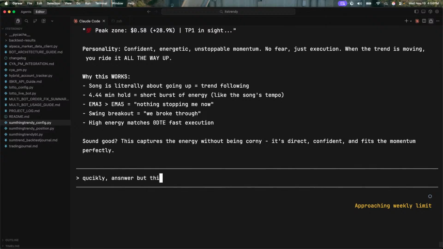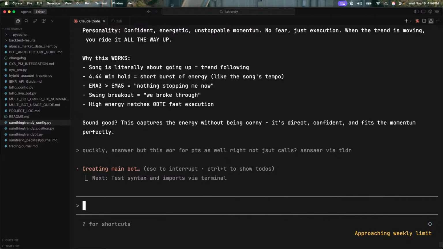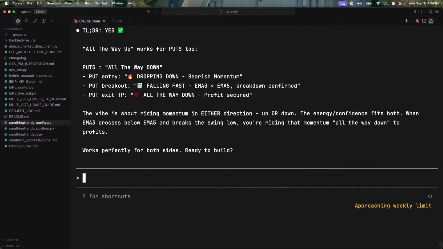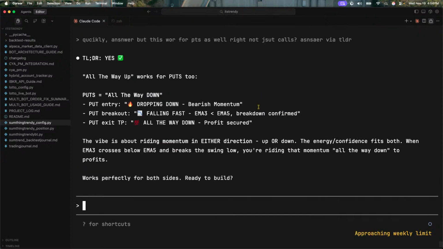Quickly answer, but this works for puts as well, right? Not just calls. Answer via TLDR. I'm fine with this. The other one was just like, bruh, I don't know. Claude used to be a little bit more creative, man, with these ideas, but yes. All the way up works for puts too. All the way down, dropping down, bearish momentum.